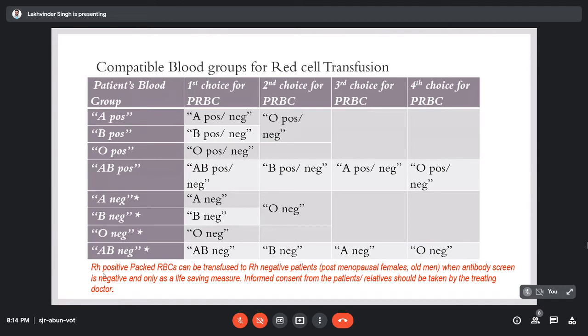Sometimes the patient is RH negative, like the patient's group is O negative, and the patient comes with trauma, massive blood loss. You do not have enough blood units in your inventory, so you can give O positive, like in older men and post-menopausal females, because there is a 30 to 40% chance that the patient may develop anti-D. But at that moment of time, your main aim is to save the patient. Antibody will develop later. So it's not a rule that you cannot give O positive to an O negative individual. However, you must obtain informed consent before you cross the blood group barrier.